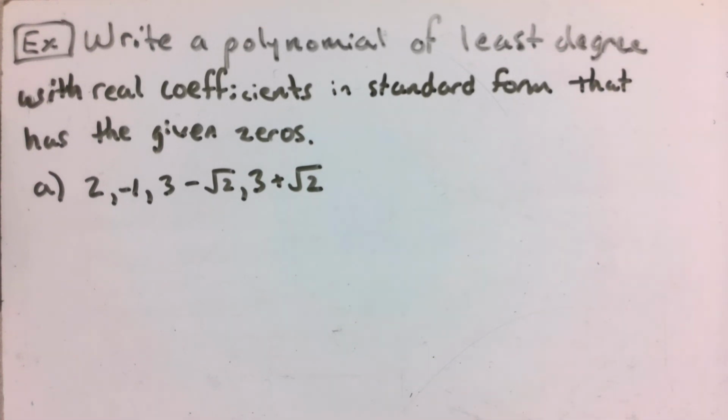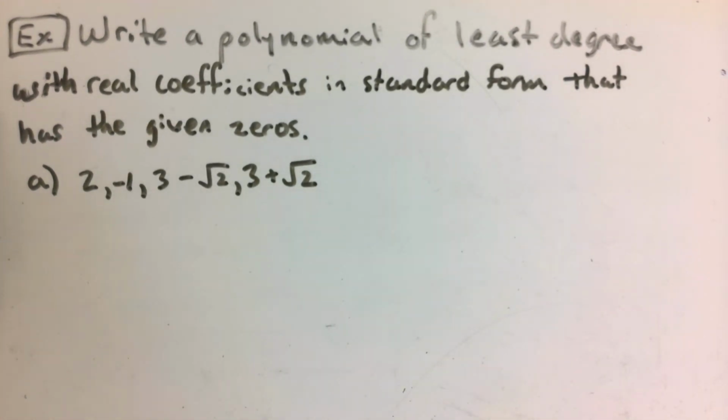In this example, we're going to be writing a polynomial in standard form with the given zeros. A few other qualifiers on there, but that's the main important part. They give us some zeros. We have zeros at 2, -1, and then a couple of real numbers, 3 minus the square root of 2 and 3 plus the square root of 2.